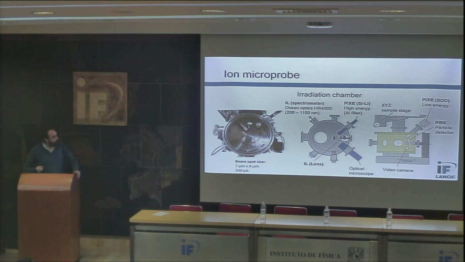And we can also mount a lens to capture the ionoluminescence light connected to a spectrometer, and a particle detector for RBS analysis. And well, we also have a microscope and a camera to visualize the area of analysis. Our beam spot size in this ion microprobe is 7 × 8 micrometers with a current of 100 picoamperes, which is sufficient to do almost all kinds of analysis.